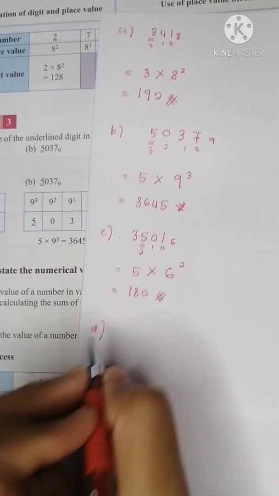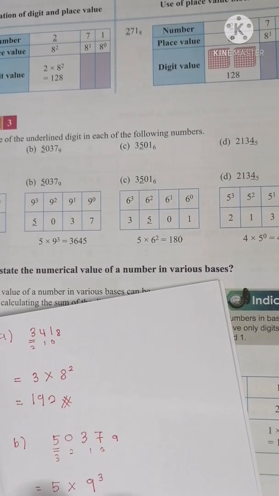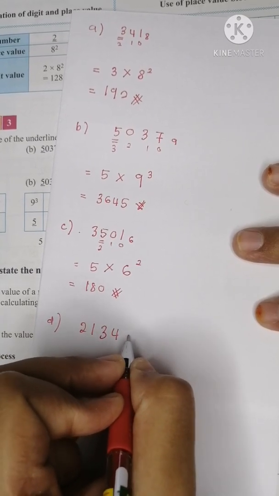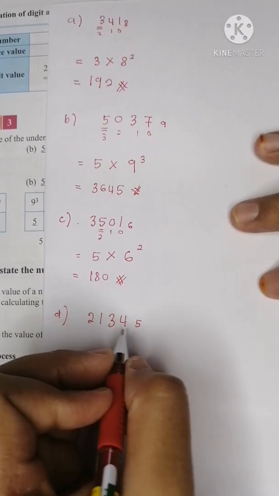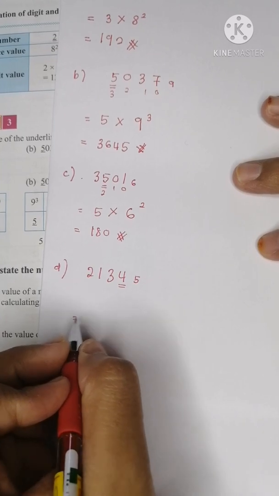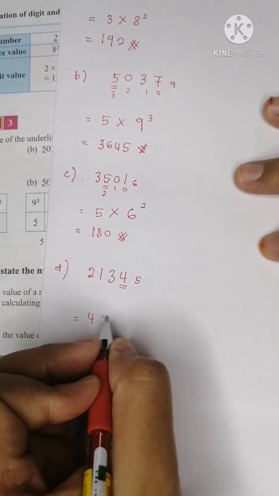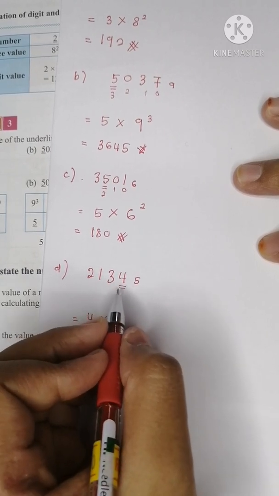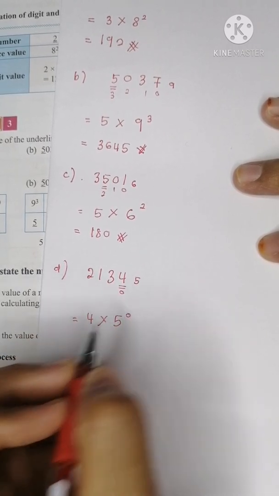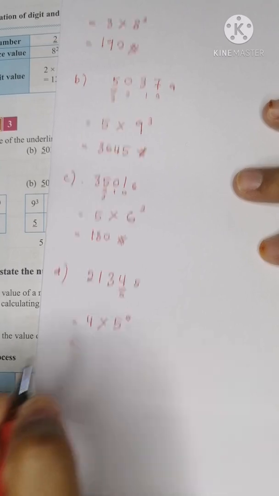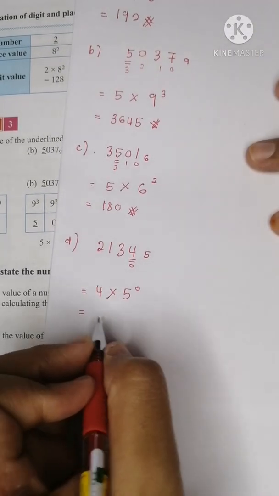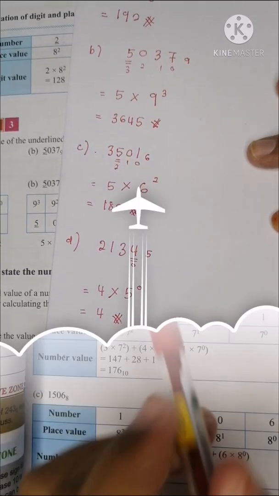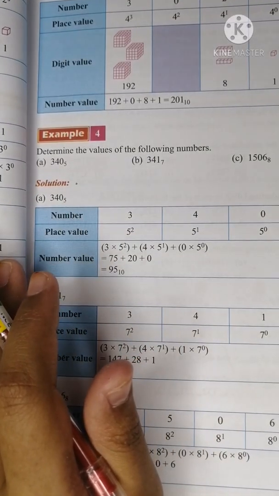Now D, look at D. 2134 base 5. The underlying digit is digit 4. Take out the digit 4 and then multiply with the base and then power with what? The position of 4 is 0. So 5 to the power of 0. The answer will be 4. Simple. Okay class, now look at example 4.